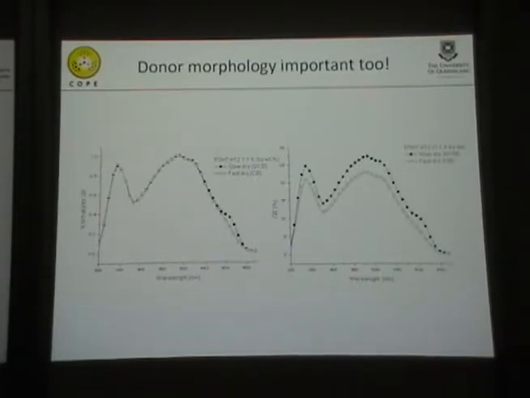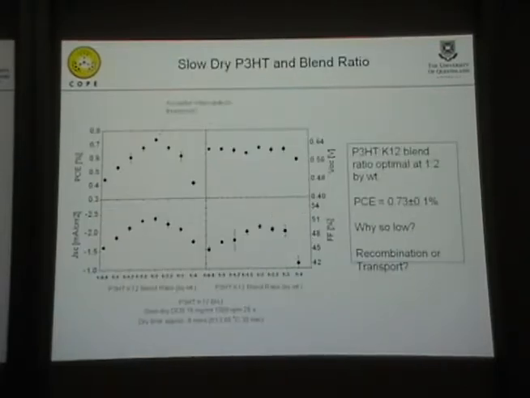And when we do that, we see a tiny little improvement in the red, which equates to about a 10% overall increase in the whole collection. So we can use these optimized processing conditions to then look at the effective blend ratio, and we find that the optimum blend ratio for P3HT and K12 is about 1:2. So despite all these optimizations, we end up with an efficiency of 0.73. So what's going wrong? It could be recombination, it could be transport.